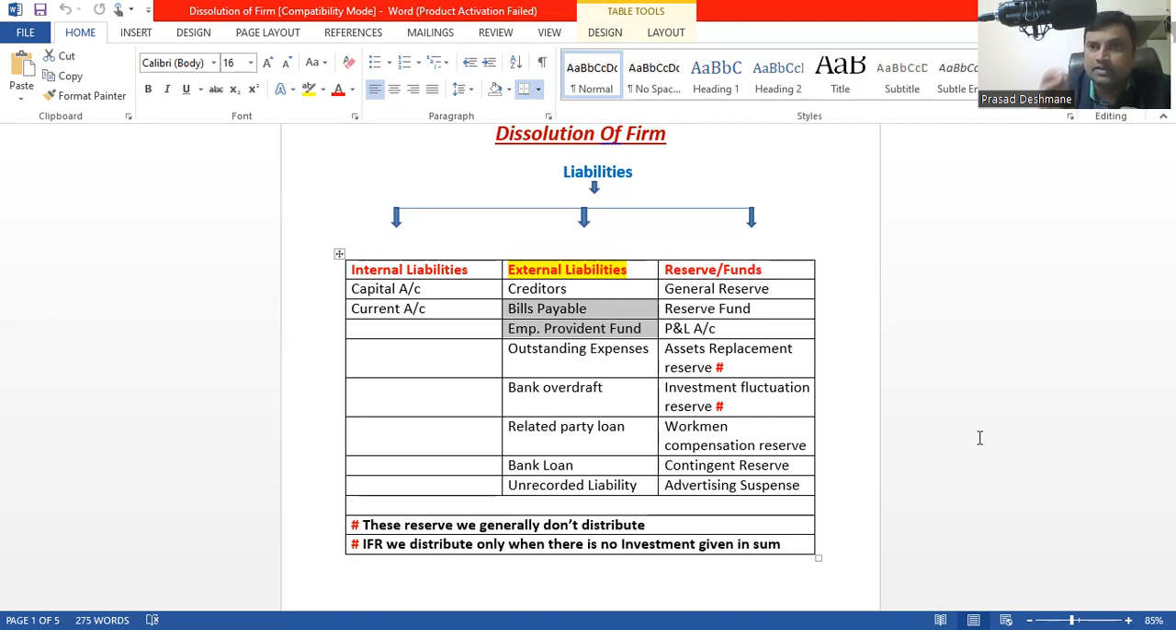Because there are some assets which we are not going to sell. For example, intangible assets like goodwill, patent, copyright, trademark, prepaid expenses, right? These are the assets we are not going to sell unless it is mentioned in the sum. But all fixed assets we have to sell, and all external liabilities we have to pay. So how to pay and what to pay, what is the process of paying liabilities, is this.